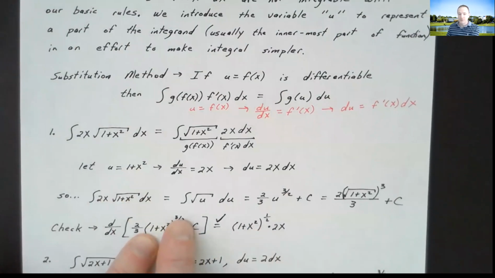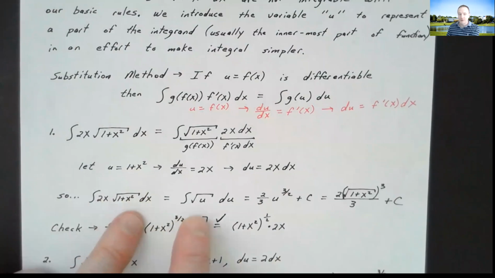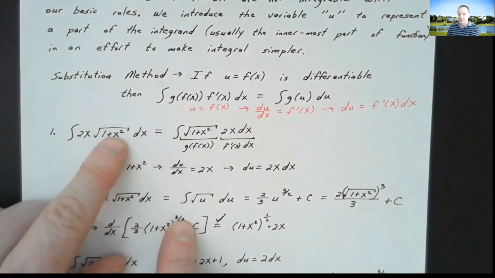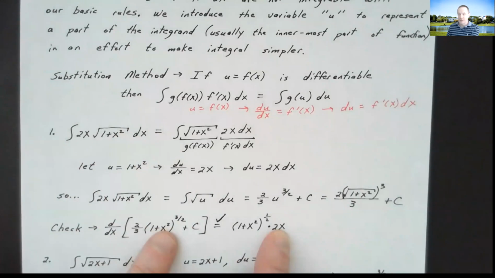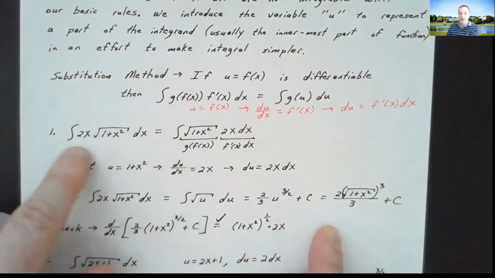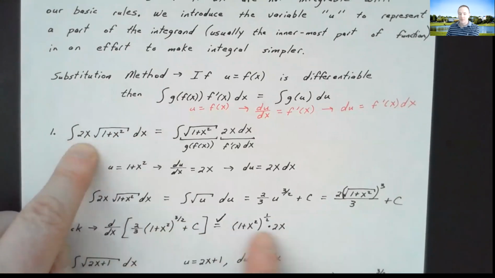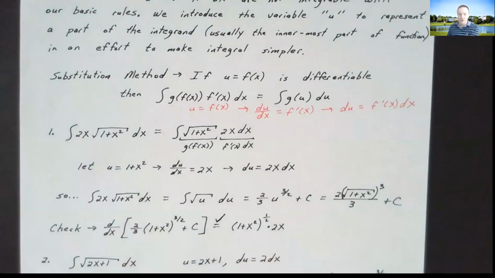Notice if I took the derivative here, the 3/2 would come down in front, cancel out that 2/3. Then you'd have 1 plus x squared to the 1/2 power, which is the same thing as the square root, times the derivative of the inside. Well, that's the 2x. And of course, the derivative of any constant is 0. We get what's left on the inside with our derivative answer, as we always should.